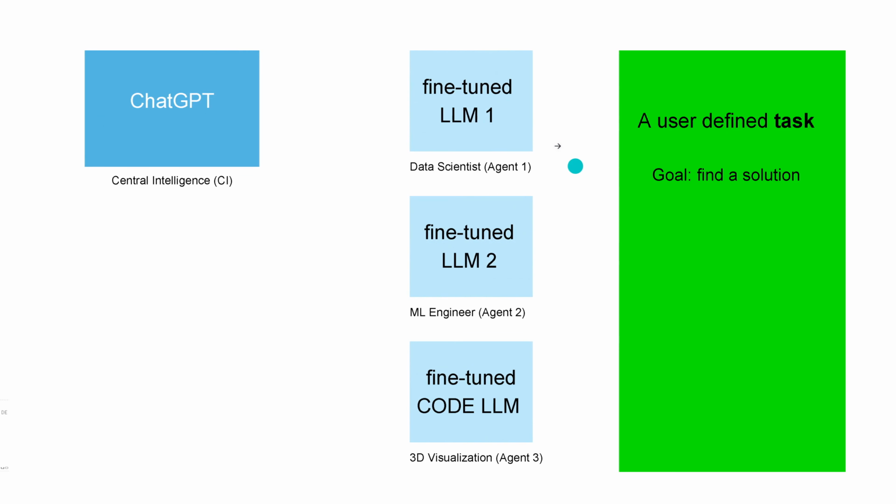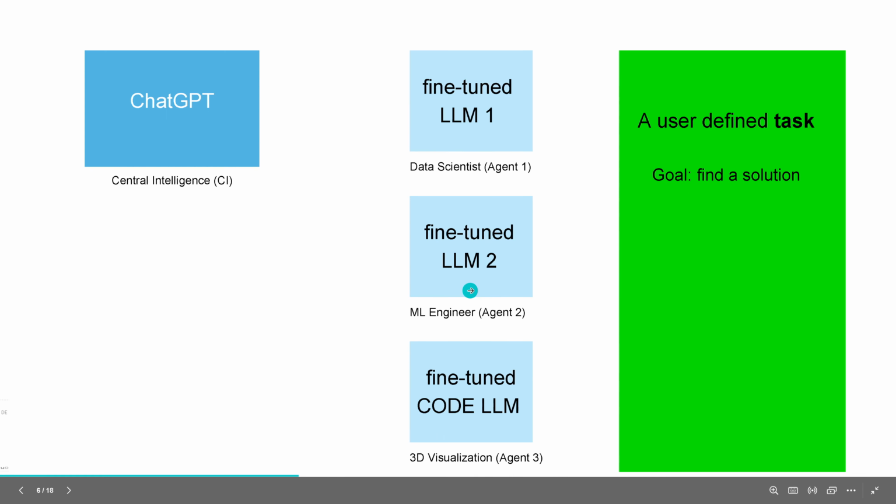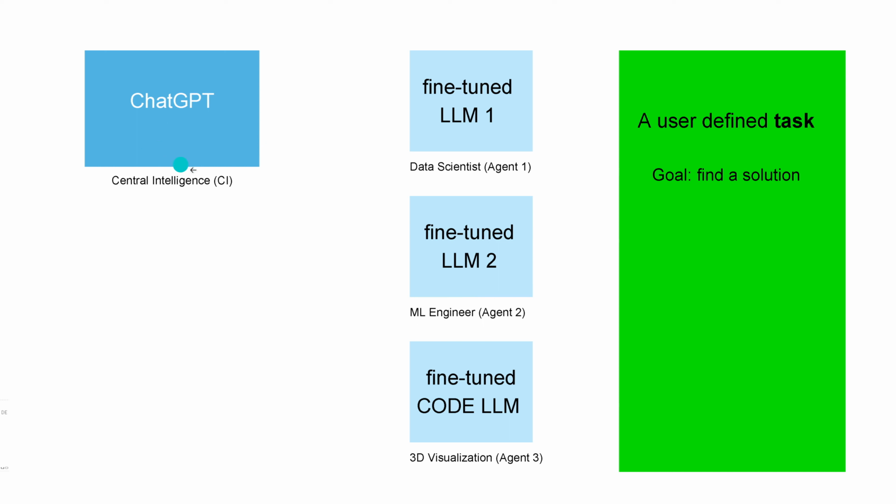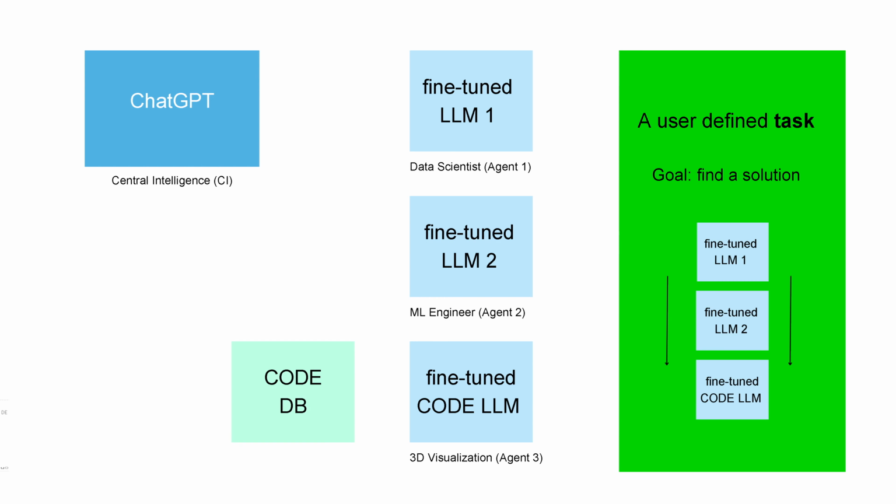So we say, okay, I can fine-tune an LLM here for a data scientist, for our first agent. I can fine-tune a different LLM for the task of a machine learning engineer. This is our agent 2. And then maybe I have fine-tuned here an LLM for code Python or code R or whatever language you prefer. So you see, you have now here a virtual team of agents within our AI system. And of course, our central intelligence, let's say, is ChatGPT. And we have the same task. We have a user-defined task. And our goal as a virtual team is now to find a solution. As easy as this.